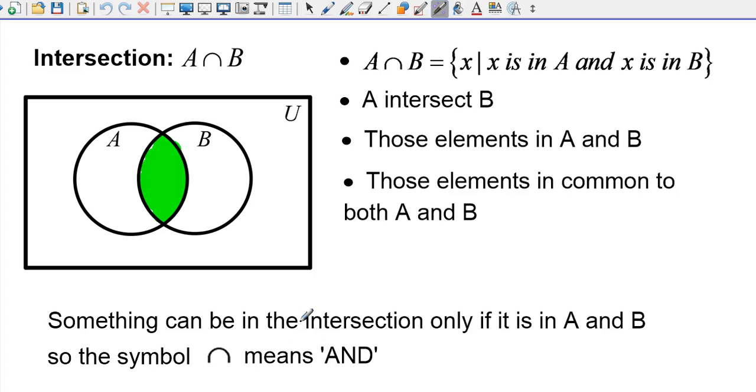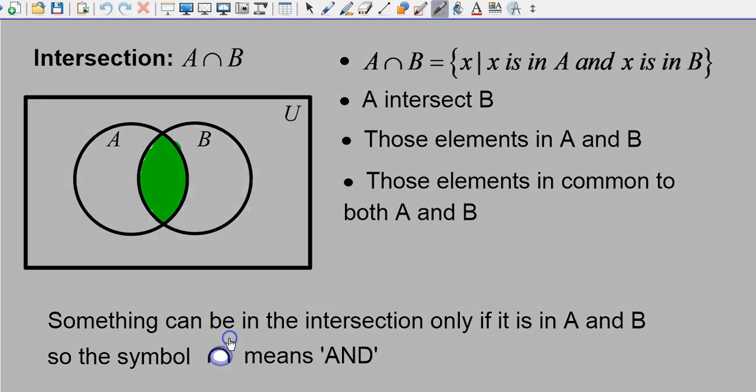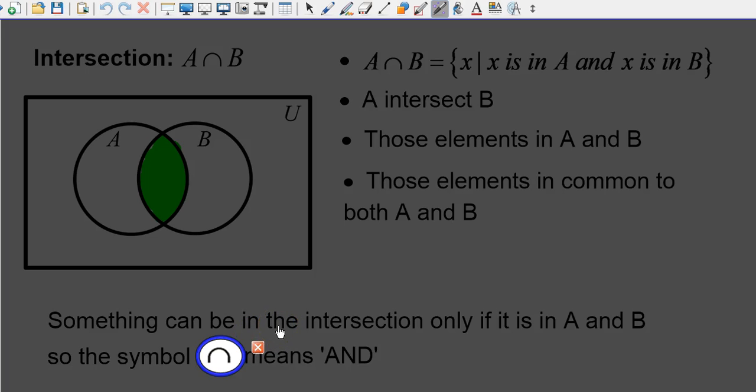Okay, sort of the opposite of the union is the intersection. If you talk about something needing to be in A and B, so to be only in the intersected area, this green area, that's called the intersection. So you can read that as A intersect B, those elements in A and B, those elements in common to both A and B. Something can be in the intersection only if it's in A and B, so we have to have a different symbol, and it's that union symbol but flipped upside down. That symbol right there means intersection, and we'll also use it to mean and, because something has to be in A and B for it to be considered in the intersection. So that's our general symbol in probability for and.